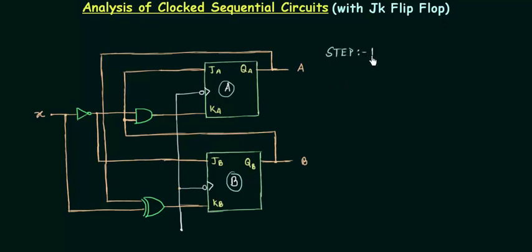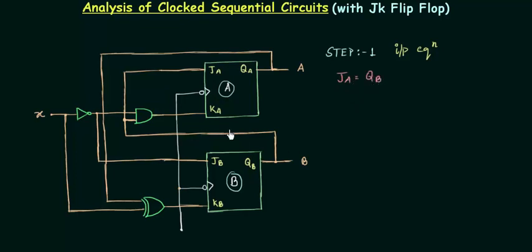Step 1. In step 1 we will find out the input equation, and the input equation is nothing but the expression for JA, KA, JB and KB. So first I will find out the expression for JA, which is very simple. It's simply QB. You can see QB is connected to JA, so JA is equal to QB.